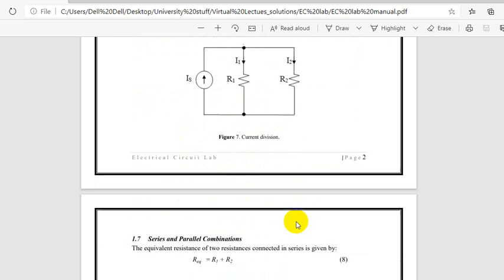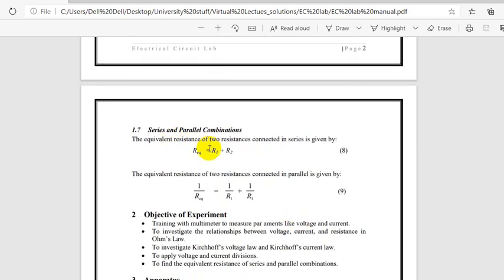So series and parallel combination: R equivalent is equal to R1 plus R2 when it is series. When it is parallel, 1 by R equivalent is equal to 1 by R1 plus 1 by R2. This is R2, just make the correction, okay, this is R2.